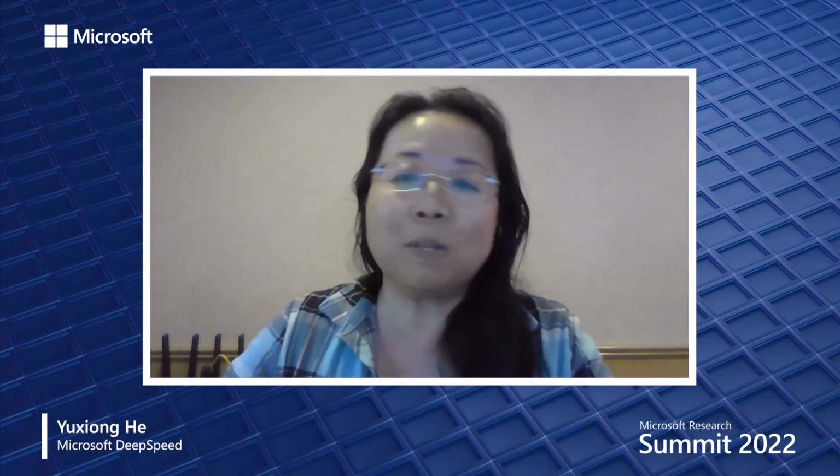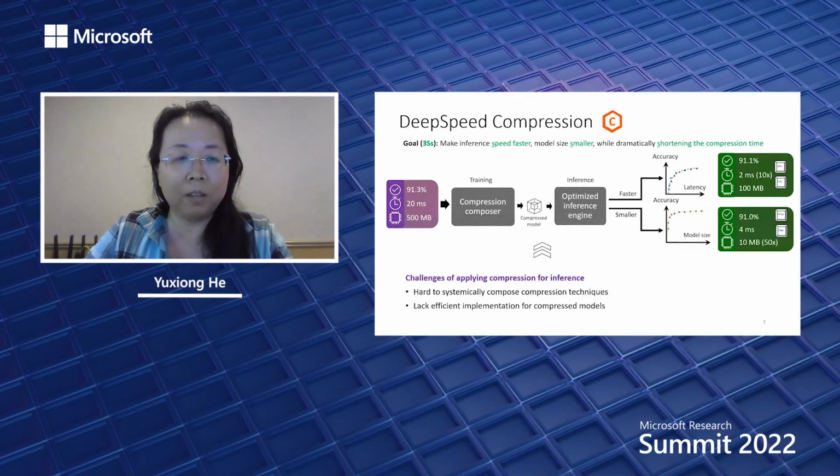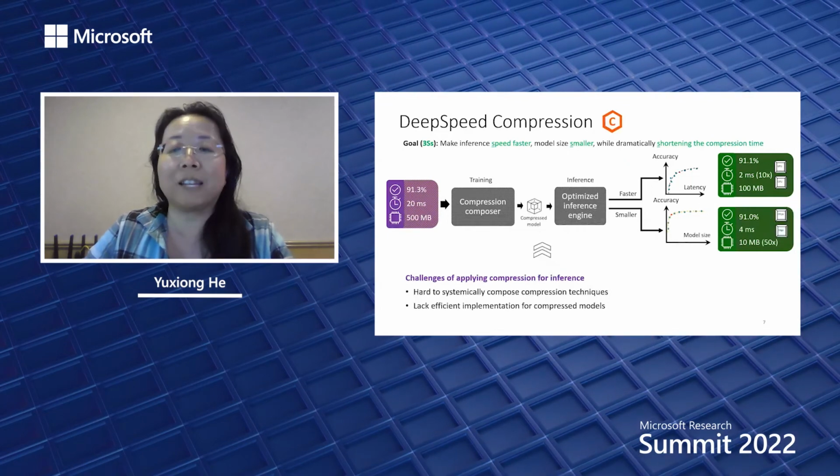Next, I'll talk about our newest pillar, DeepSpeed Compression. According to our user feedback, they have a pressing need to leverage compression to reduce inference latency and cost further. However, they face two main challenges. First, it's hard to systematically compose different compression techniques for the best outcome. Second, there also lacks an efficient inference system to execute compressed models.